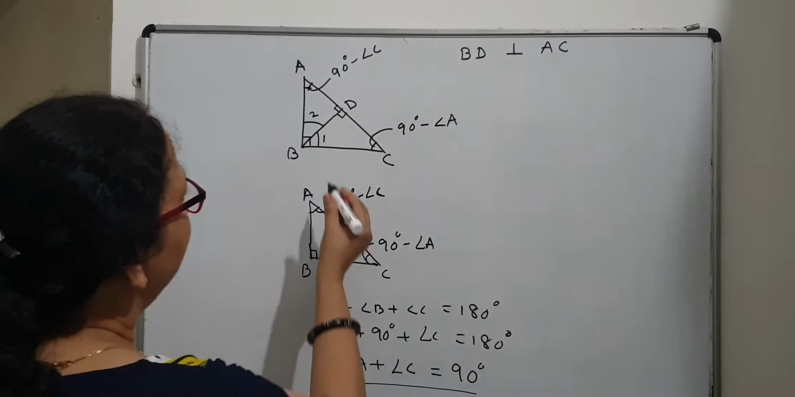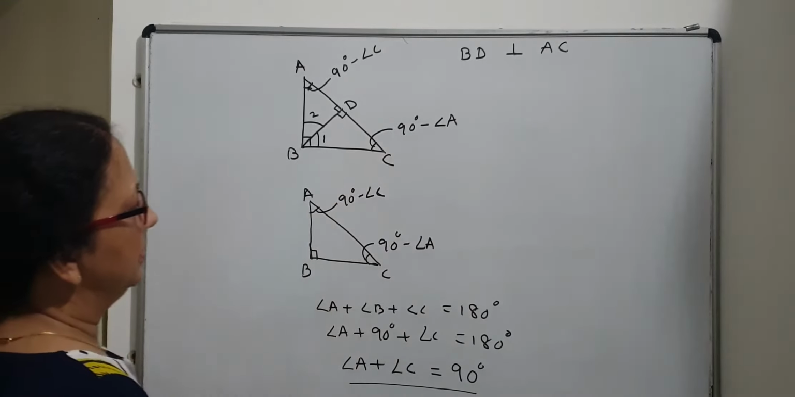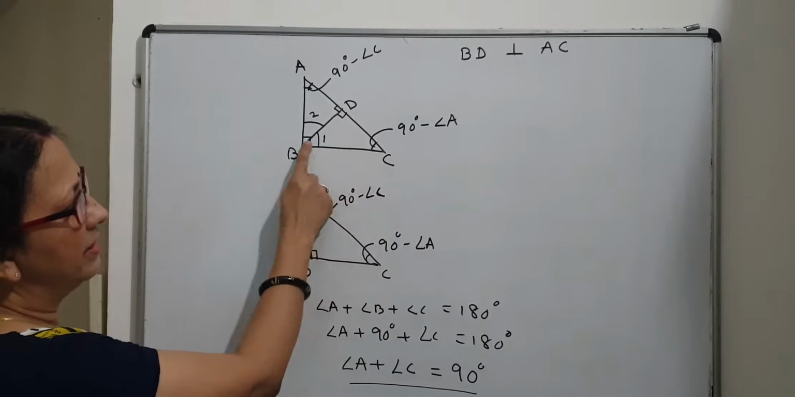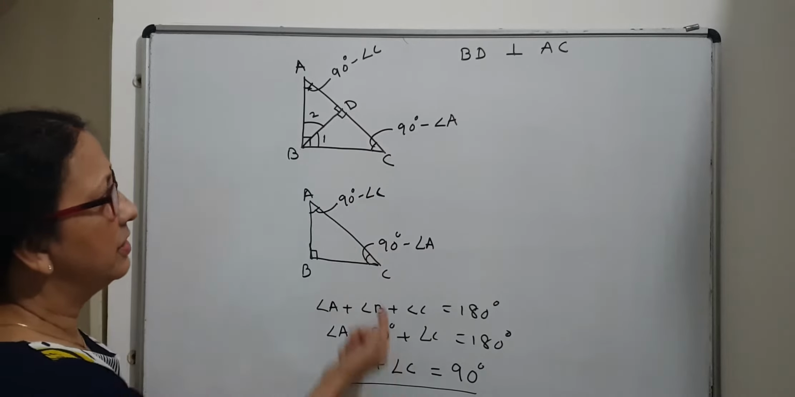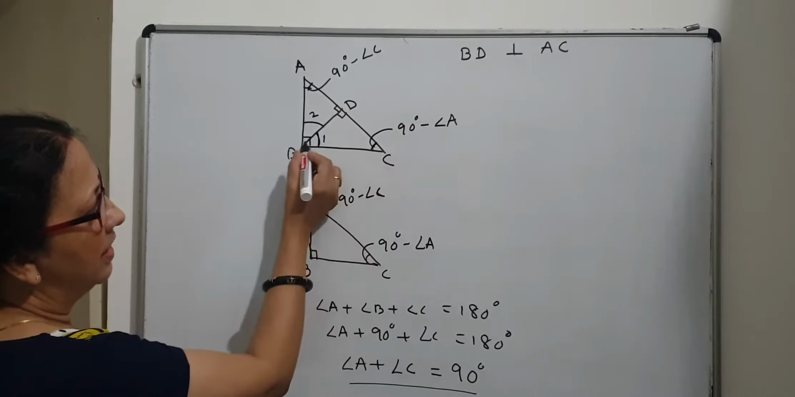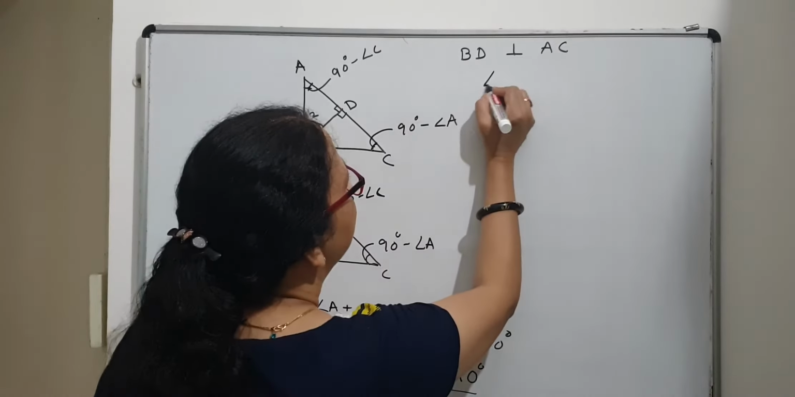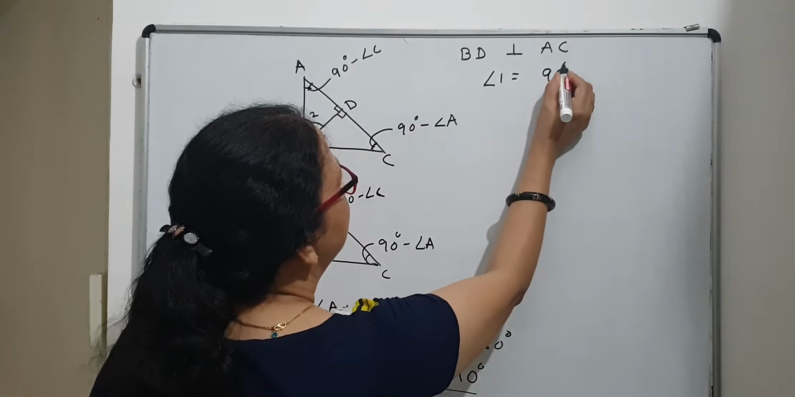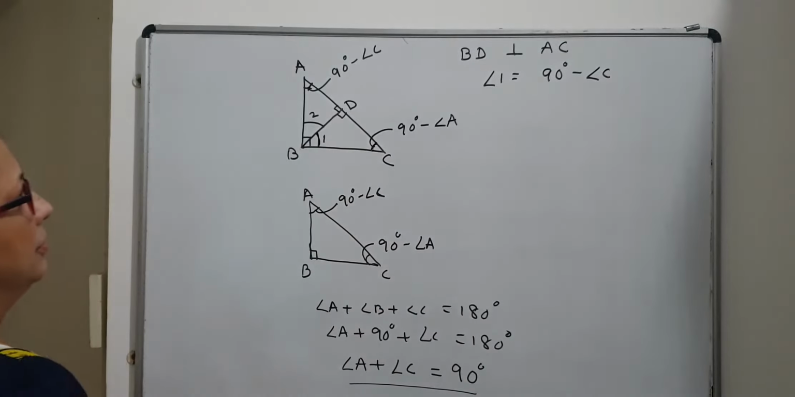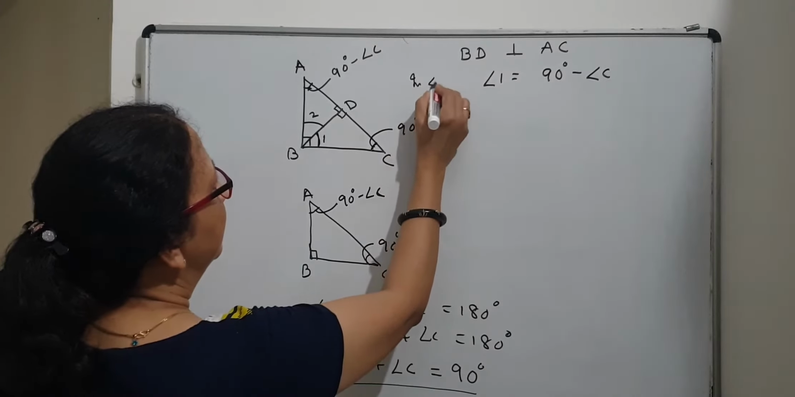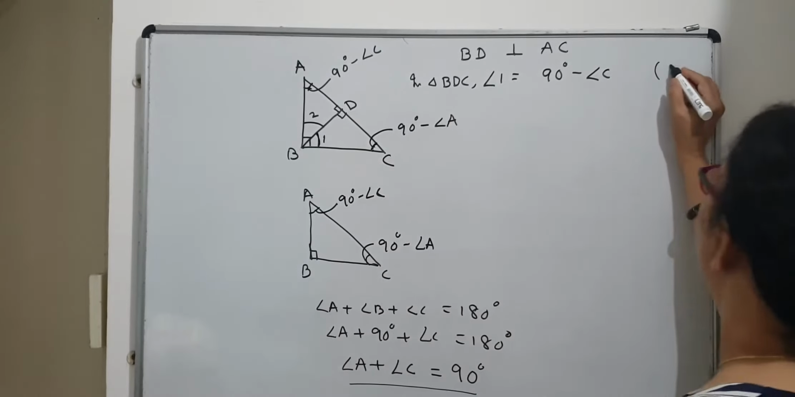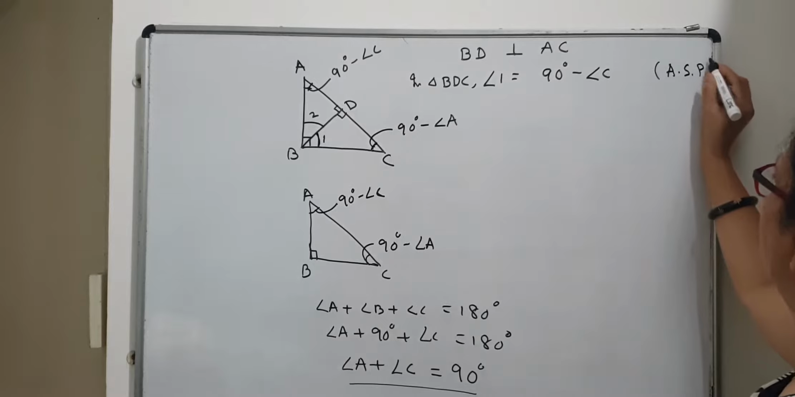Now if I consider the triangle BDC, you see, so this 90 degrees, again this angle 1 and angle C will be complementary by the same logic, by angle sum property. So this angle 1 and this angle C are complementary, so this angle 1 can be written as 90 degree minus C in the triangle BDC. How? By angle sum property, as I have shown you here.